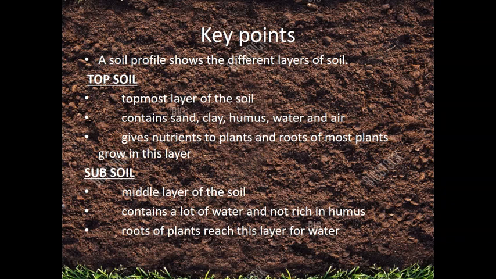Next layer is subsoil, which is the middle layer of the soil. It contains a lot of water and it is not so rich in humus. So roots of the plants need water, right? So they reach this layer for water.